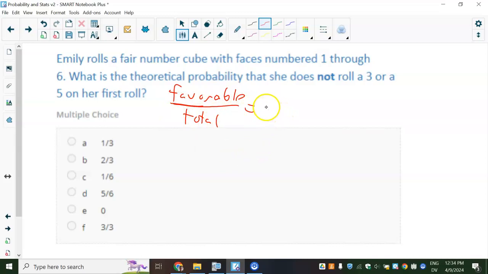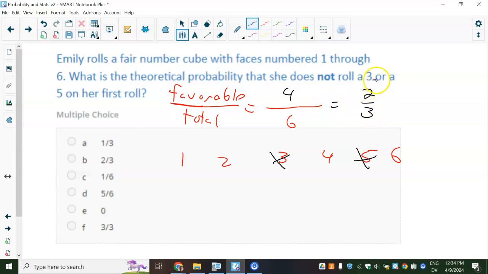Okay, so it's got 6 possibilities, 1 through 6, and we want to get anything that is not a 3 or a 5. So sometimes I draw these out, right? So basically everything counts except the 3 and the 5. So if we look at everything else, there's 4 of them that are not 3 or 5. So your chances of getting a not 3 or 5 is 4 out of 6, or 2/3 chance, like about 67%.